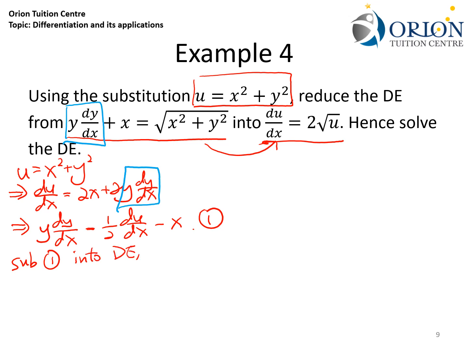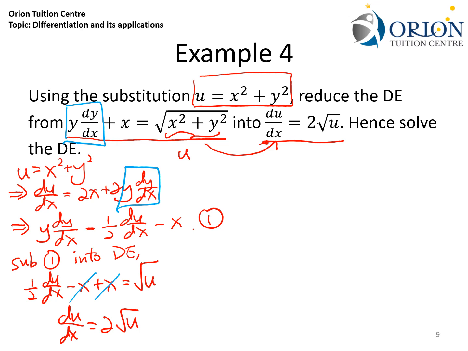And therefore, I will end up with half du over dx minus x plus x equals the square root of x squared plus y squared, which is in fact u. So I have a square root of u over here. Therefore, if I reduce and cancel out the two x's, this equation becomes du over dx equals 2 square root of u. And I have thus shown that this DE can be reduced into this simpler form over here.